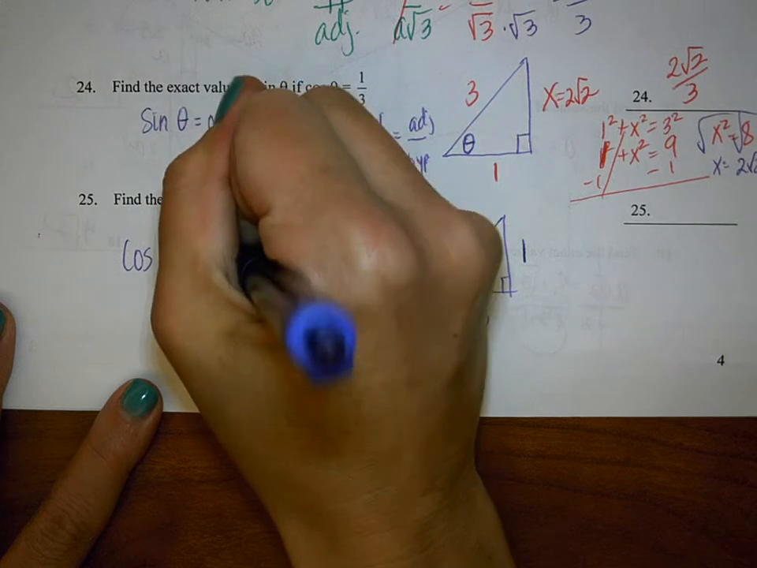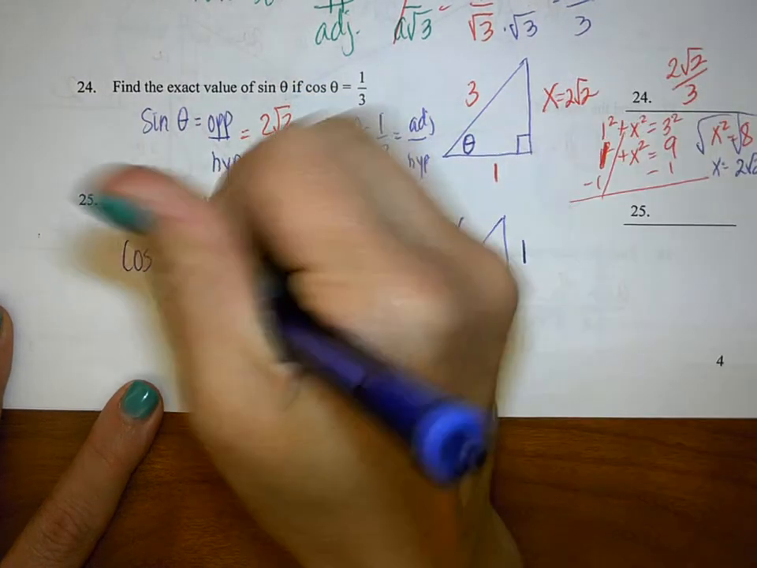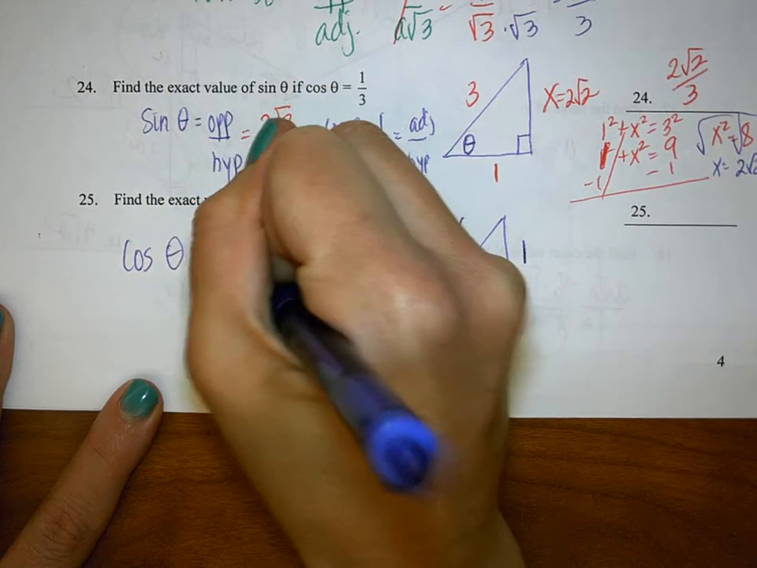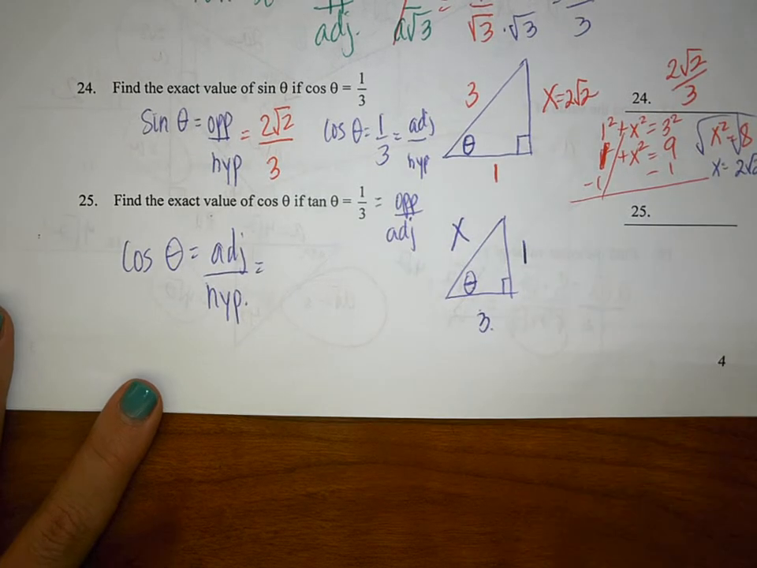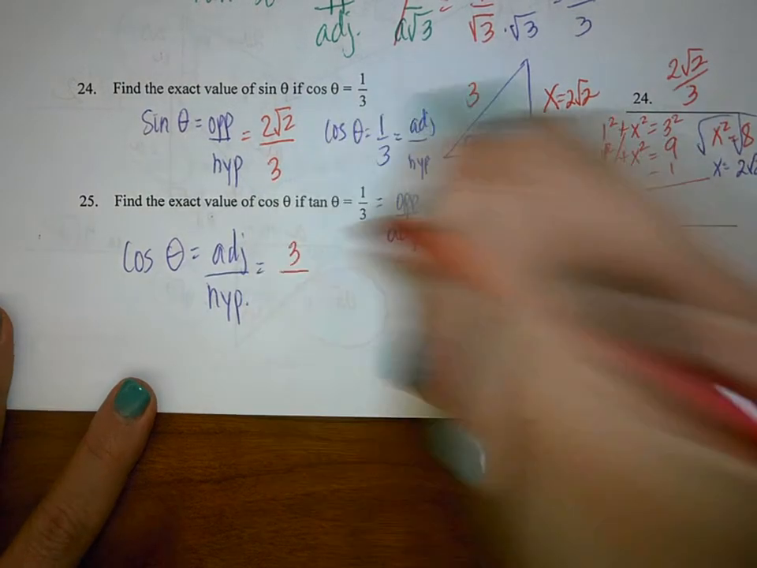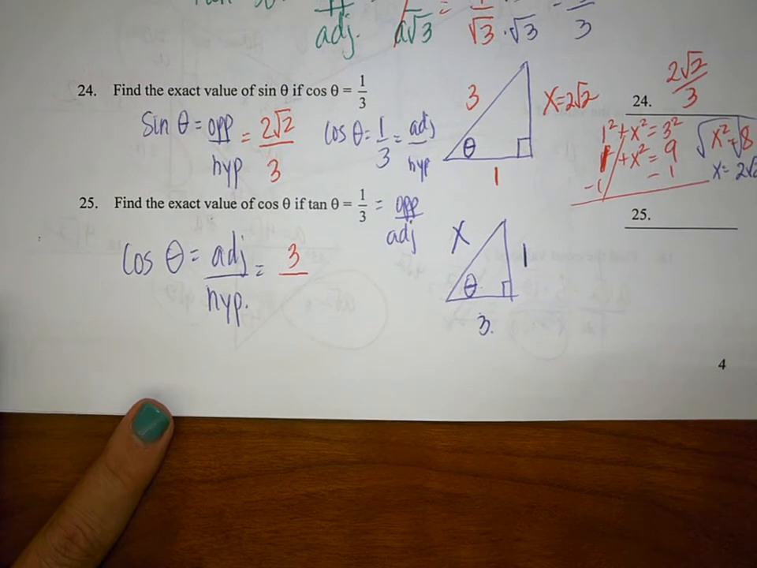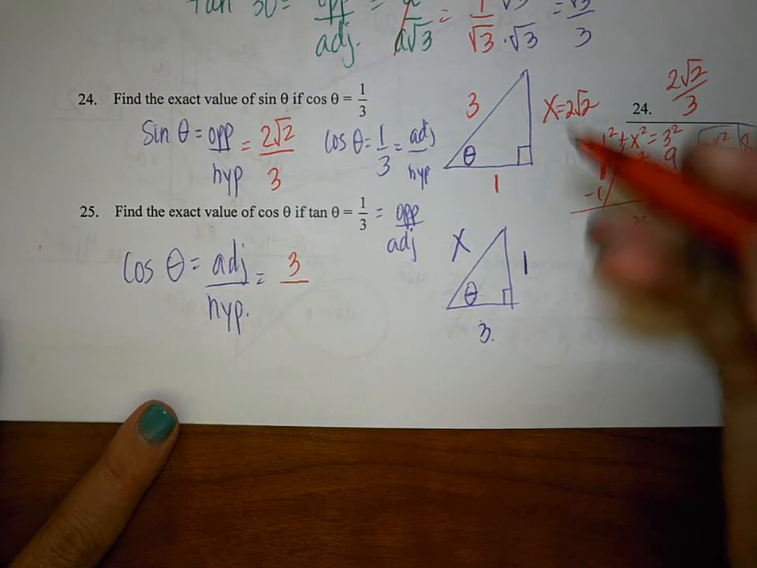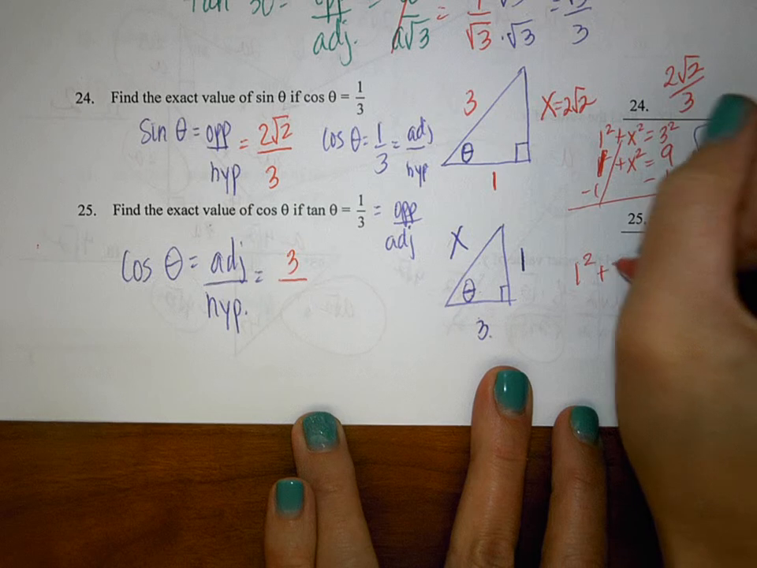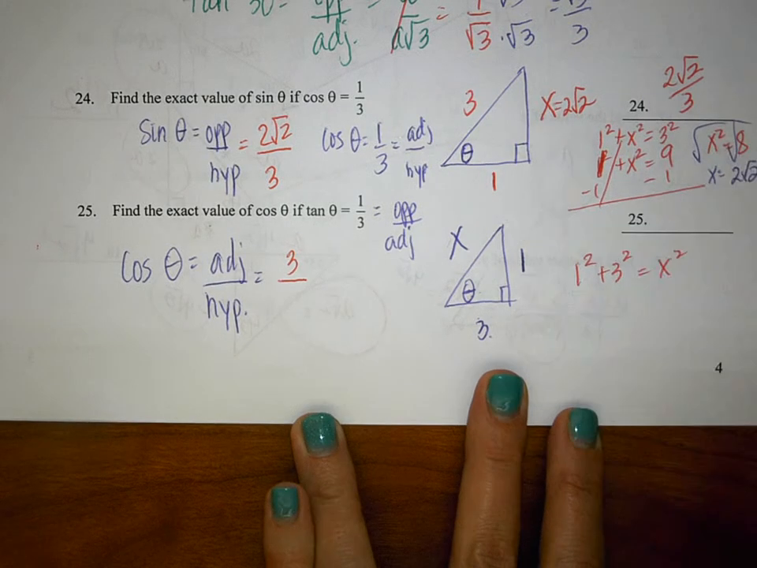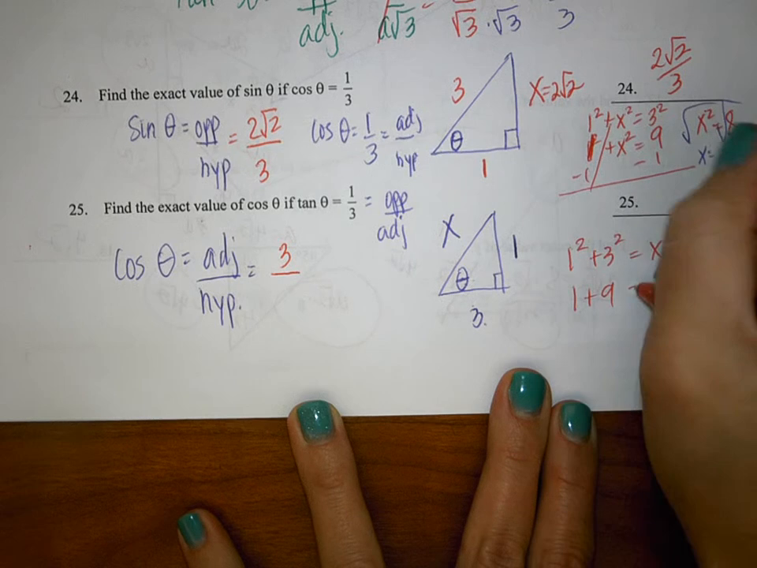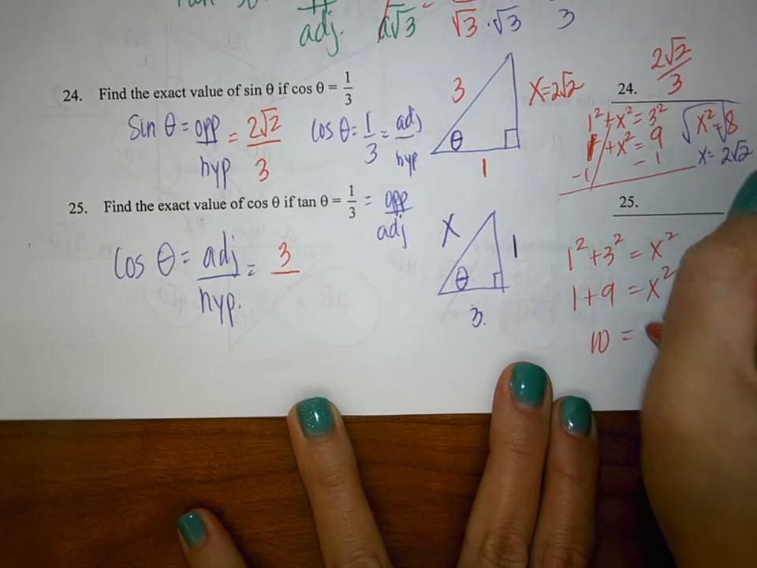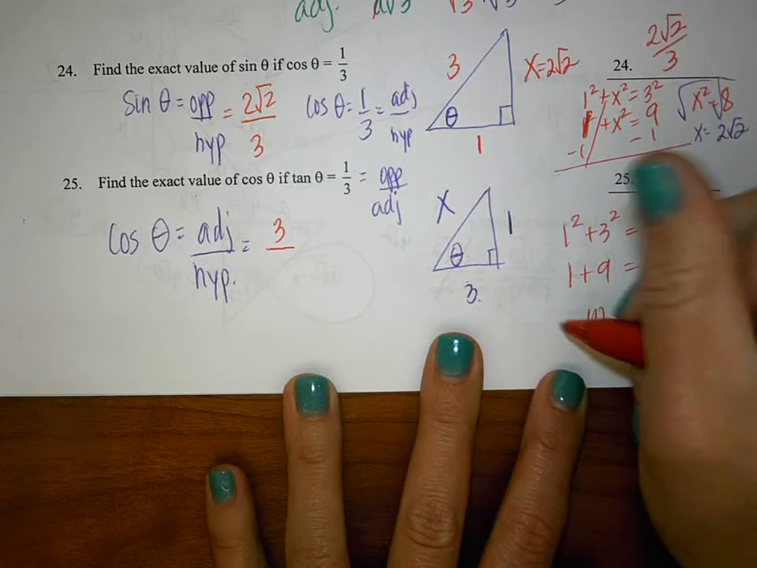Adjacent over hypotenuse. Do I know what's adjacent to this? Adjacent is 3. Do I know the hypotenuse? How am I going to find it? 1 squared plus 3 squared equals x squared. This answer is going to be different because we're missing a different piece. So we get 1 plus 9 equals x squared. 10 equals x squared, which means that x equals what? Root 10.